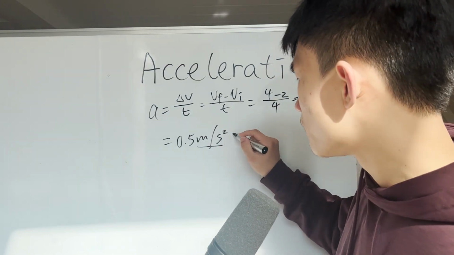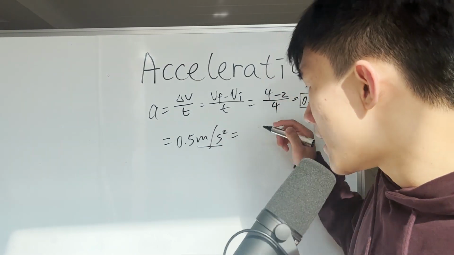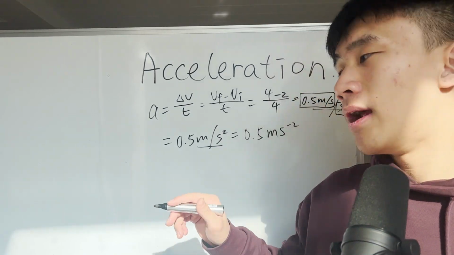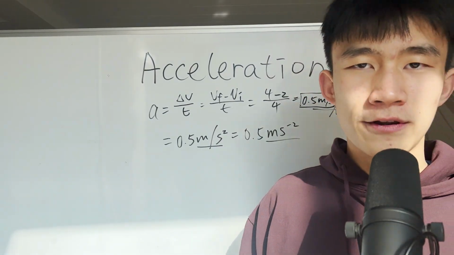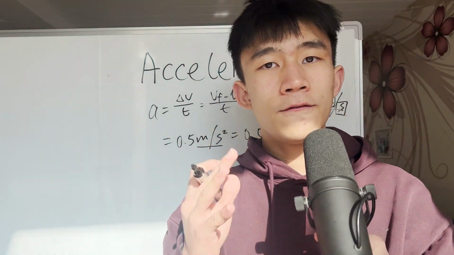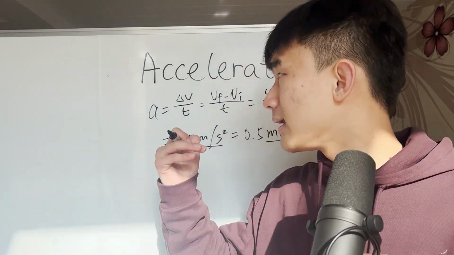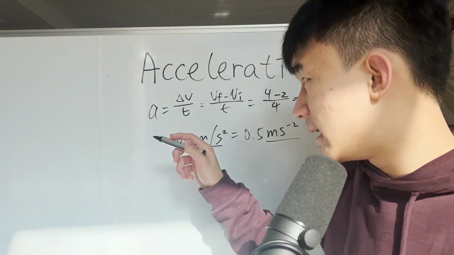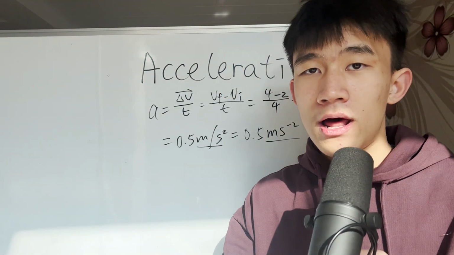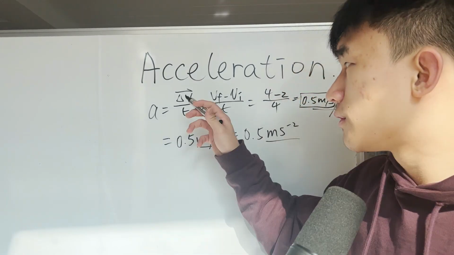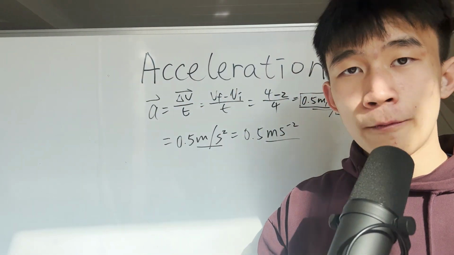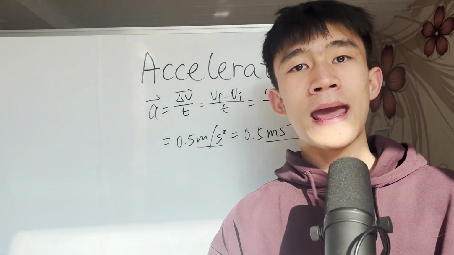All right, so in other textbooks they may write it as 0.5 meters second to the negative two power, and these two are mathematically equivalent. All right, and just like velocity and displacement, acceleration is a vector, because the change of velocity is a vector, because we've talked about the velocity being a vector itself. So the change of velocity is a vector. So acceleration is also a vector, which means it has a magnitude and direction.